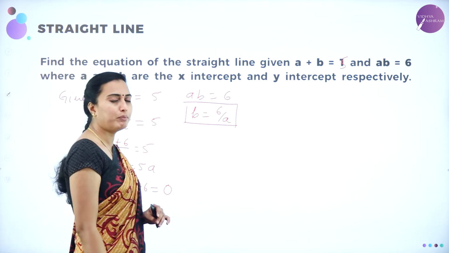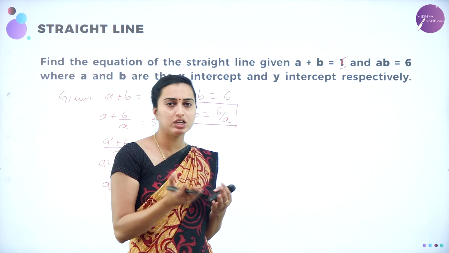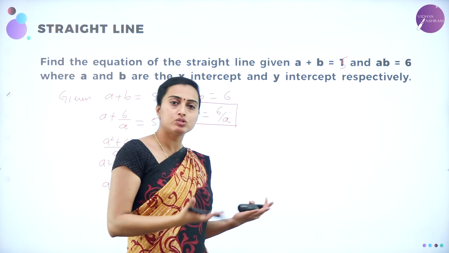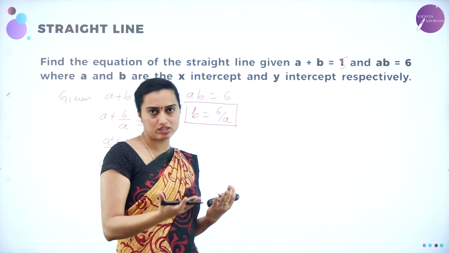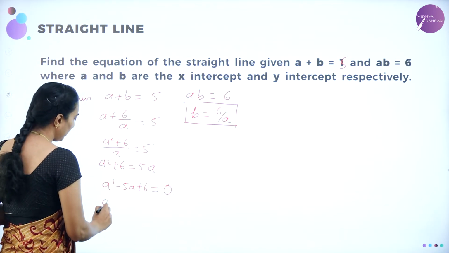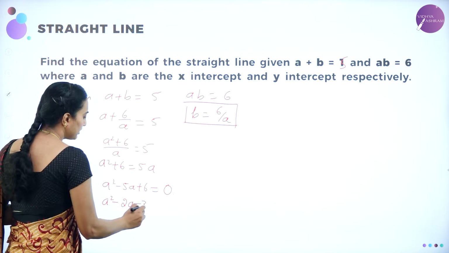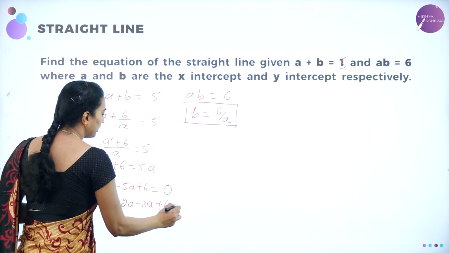Now, if you multiply, you should get 6. If you add, you should get 5. 2 3s are 6, 2 plus 3 is 5. So, here minus 5a becomes minus 2a, minus 3a. Minus 2 into minus 3 is plus 6. So, therefore, a squared minus 2a minus 3a plus 6 equal to 0.